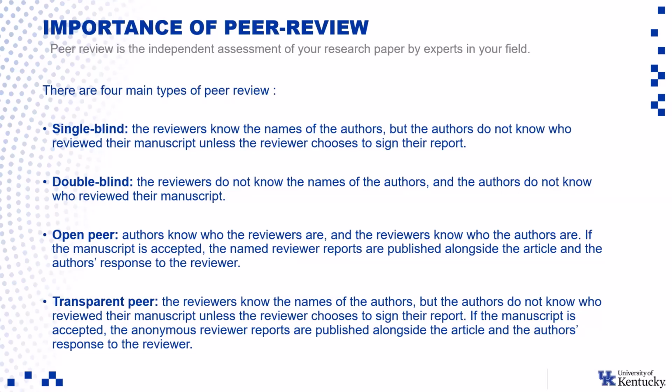There are different types of review: single, double, open peer, and transparent peer. Again, we want to make sure that the journal or publisher you're reviewing has good information on their website about the type of review it uses. When you're trying to select a journal to publish in, if it doesn't mention peer review, or if it has very limited information, you might reconsider whether you want to publish in that particular journal.